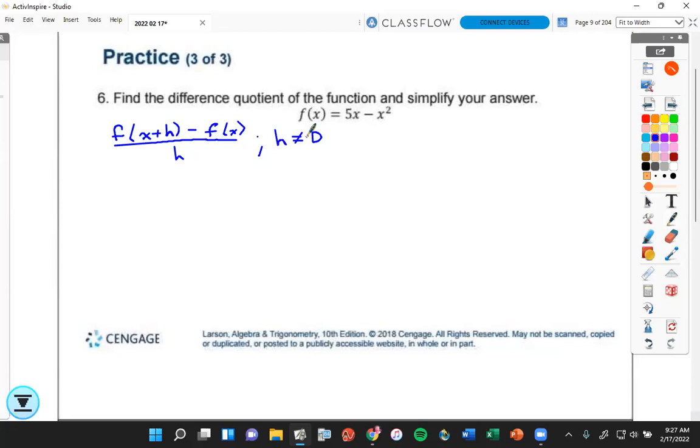So I'm going to take 5 times x plus h minus, in parentheses, x plus h squared. So there is my f of x plus h minus, and I'm going to say this again, I'm subtracting the entire function f of x, so put it in parentheses. So minus, in parentheses, 5x minus x squared. Close parentheses, all over h.